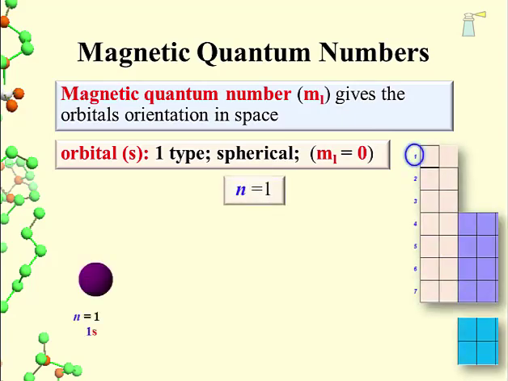When n equals 1, as mentioned previously, there is only the s type of orbital, and it's called the 1s orbital, where 1 is the principal quantum number, n, and the s is the orbital shape.